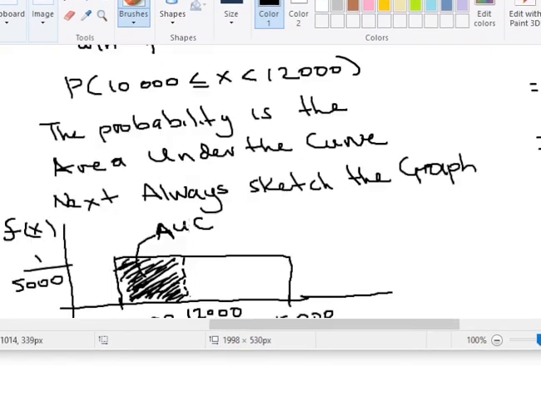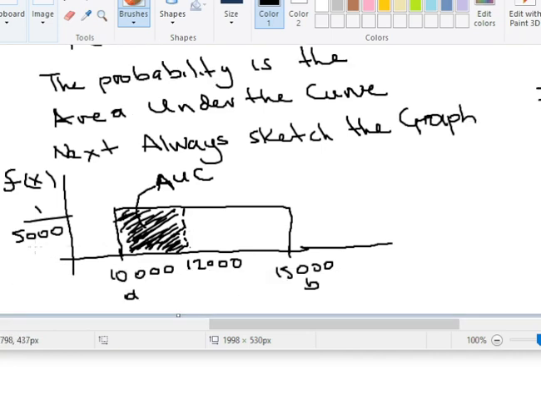And so we want to sketch this rectangle, and this is what it looks like. So we have the f of x gives us the height of the rectangle, which is 1 over 5,000. So that's the height right here. That's how high this graph is. Then we have a, then we have b. Now notice a and b for a given problem are going to stay the same. So a is 10,000, b is 15,000. Now we want to find the area between 10,000 and 12,000.